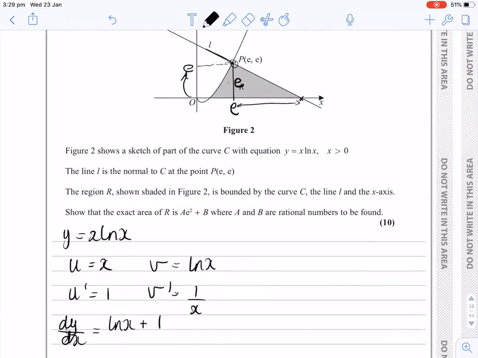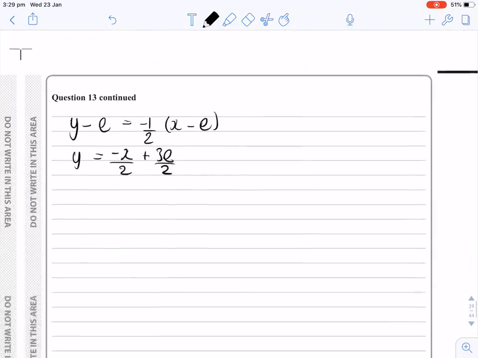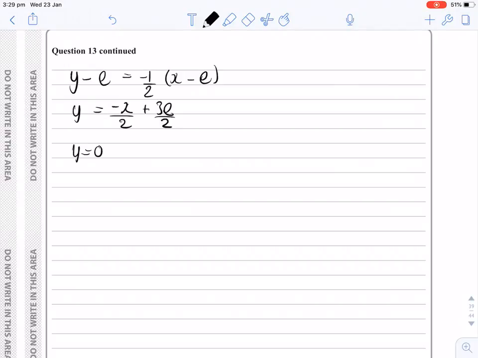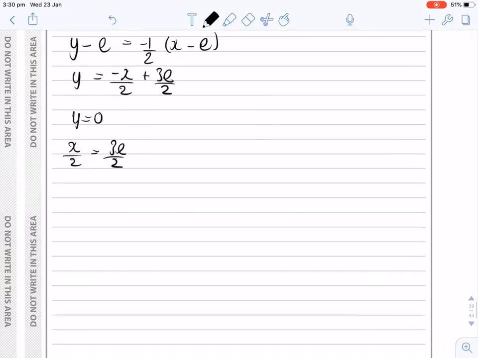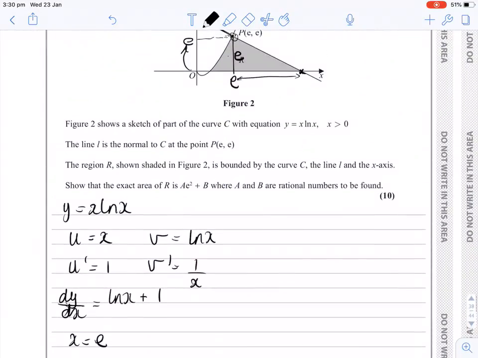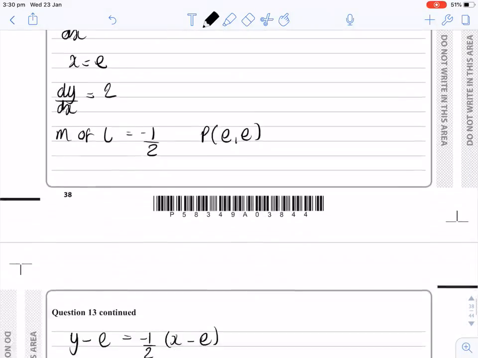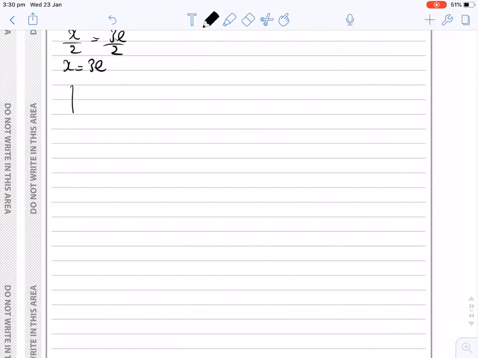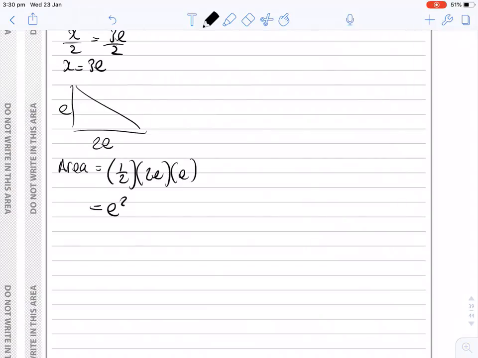That's our equation. We want to find this coordinate here, which is when y is equal to 0. So therefore we've got x over 2 is equal to 3e over 2, and x is equal to 3e. Now if x is equal to 3e here, we know that the difference between e and 3e must be 2e. And so the area of that triangle, the height is e, the length is 2e, so the area is a half times the base times the height, which is just e squared.